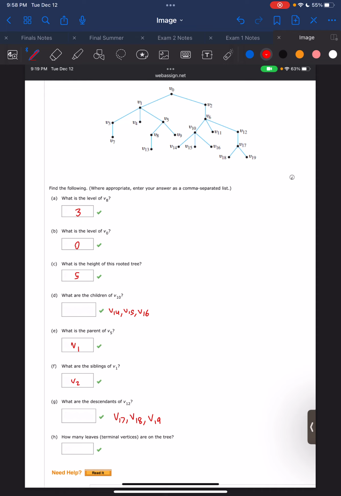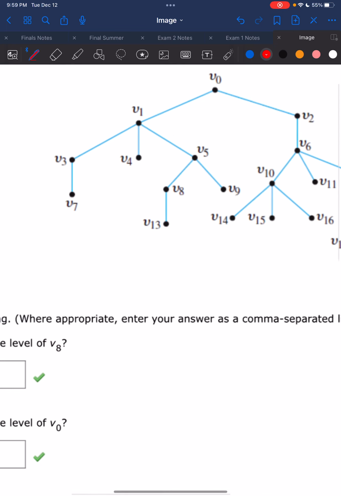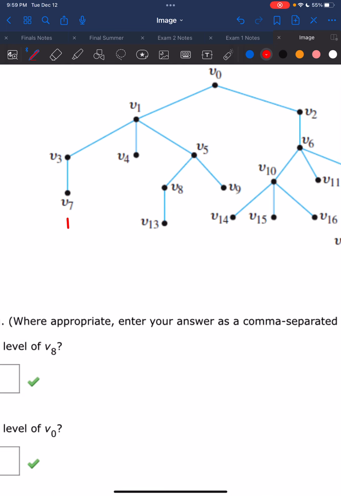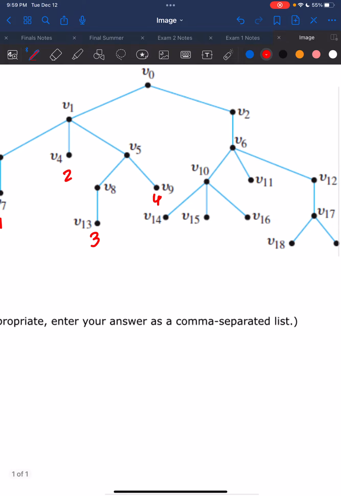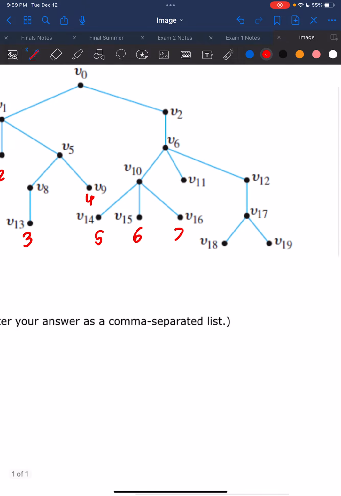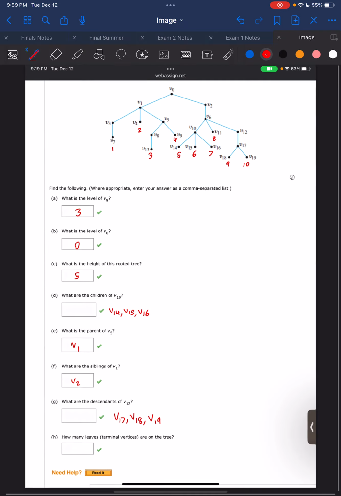And then how many leaves or terminal vertices are on the tree? So that means terminal vertices or leaves means that they have no child nodes. So let's check what doesn't have children. So V7 doesn't have a child, so that's 1. V4 doesn't have a child, 2. V13, 3. V9, 4. V14, 15, 16 is 5, 6, 7. Then V11 is 8. V18 is 9. And then V19 is 10. So that means that there are 10 leaves on the tree.